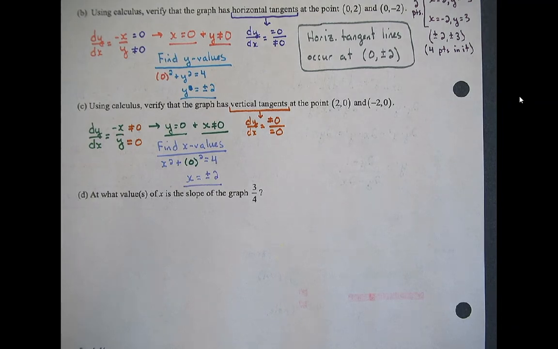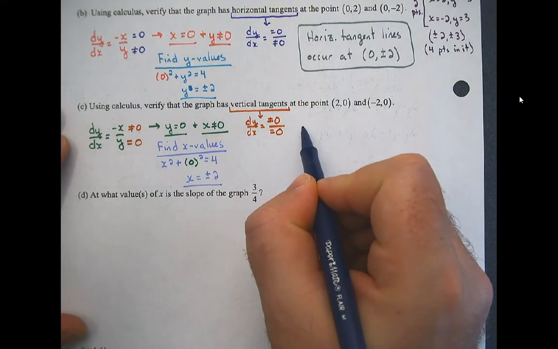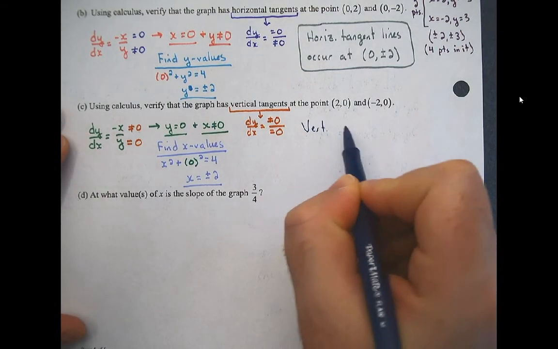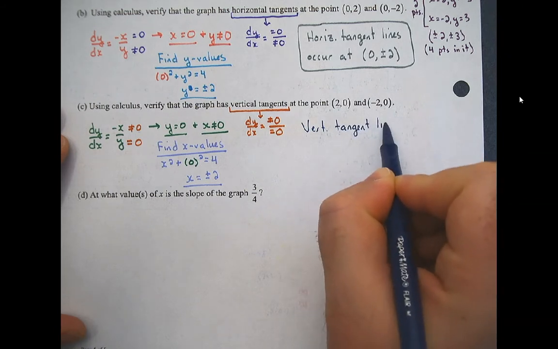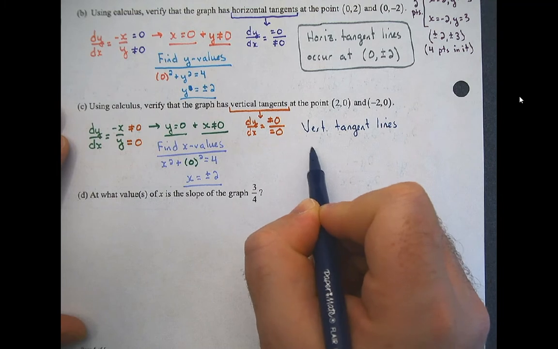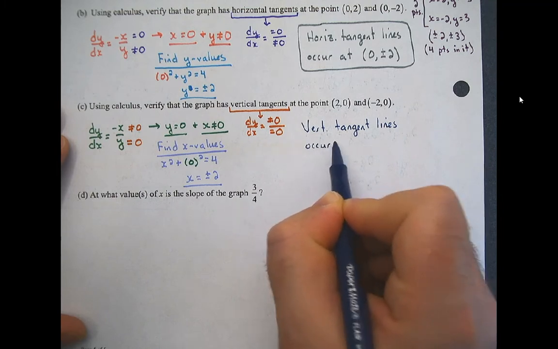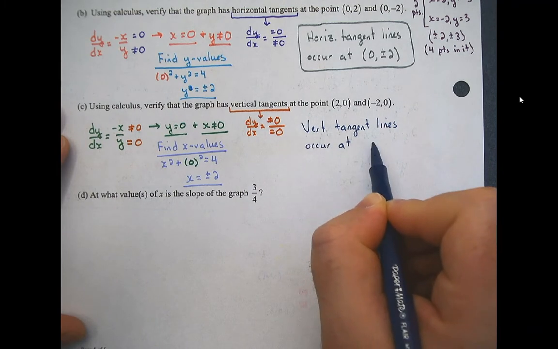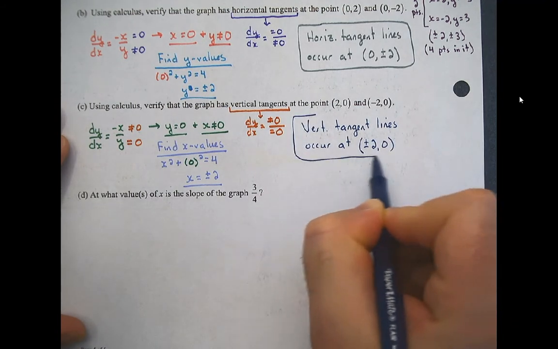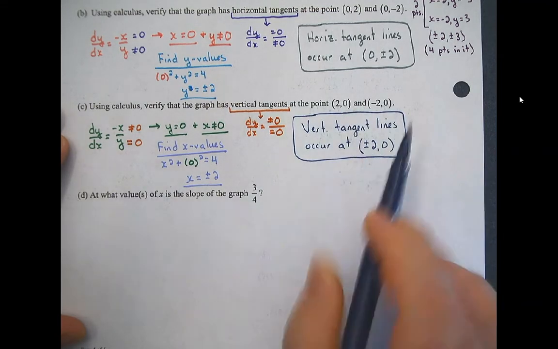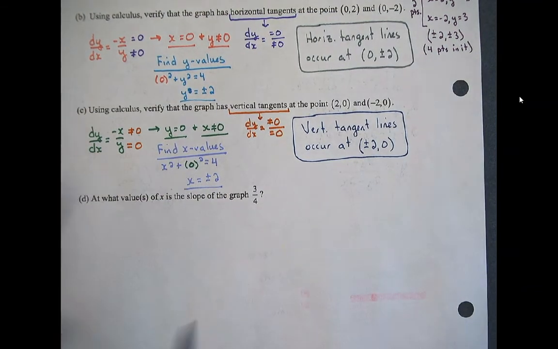So our graph has vertical tangent lines at plus or minus 2, comma 0. That's okay because there are 2 points here, and those are the 2 points that we find over here.